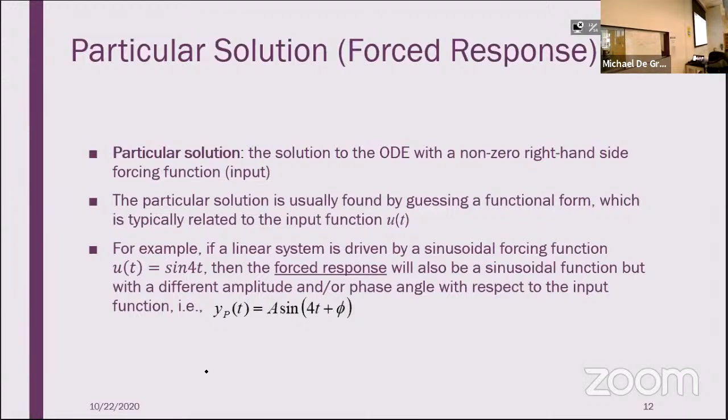Particular solution is usually found by guessing a functional form, which is typically related to the input function. For example, if I had a sine wave input, I would expect a sine wave output. If I have an input force that's a step, I would expect that my output would be related to a step in some way.